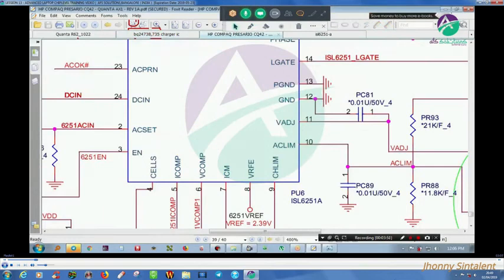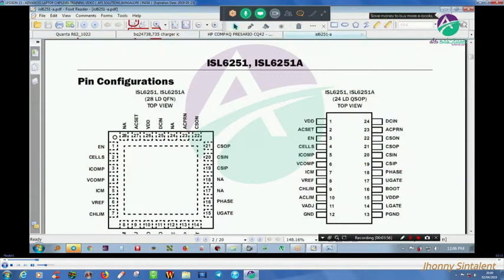The charging IC is ISL6251. So I have taken that data sheet also. Done. So let us see here how to understand a charging IC.